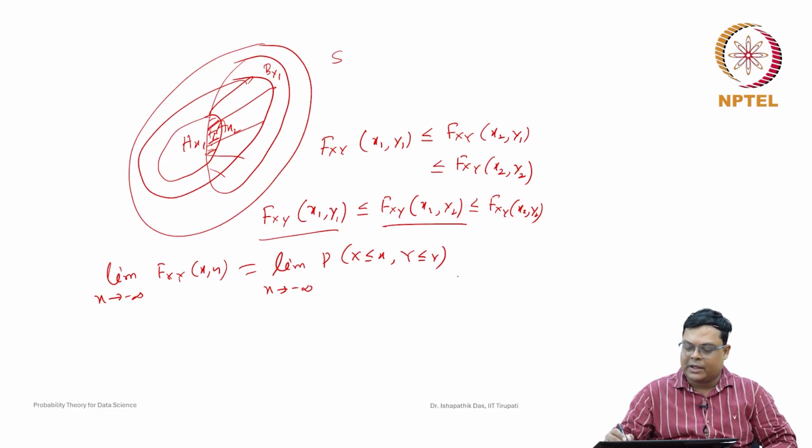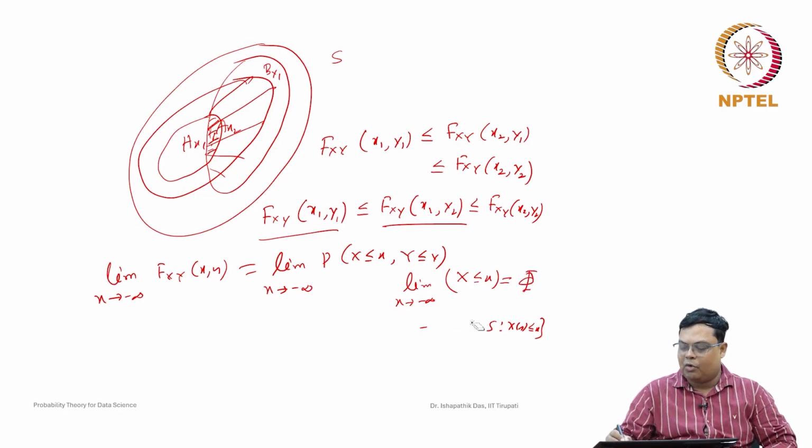So, when x goes to minus infinity, what will this event be? Because X is a function from S to R, the event X less than or equal to x is the set of all s belonging to S such that X(s) is less than or equal to x. If small x tends to minus infinity, none of the values in S will satisfy this relationship. So this will be the empty set.